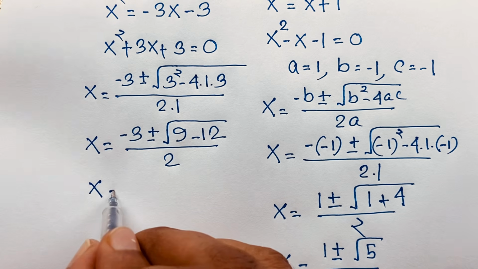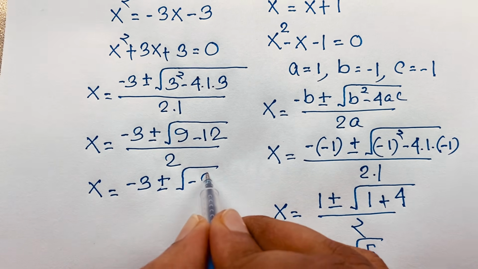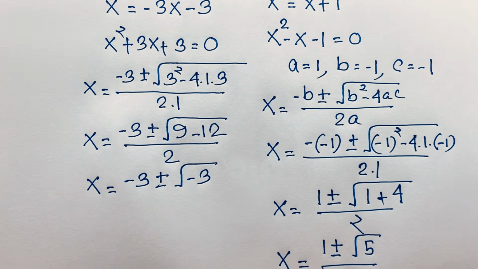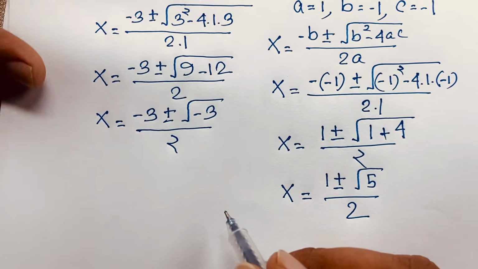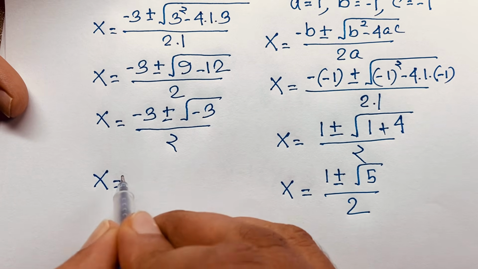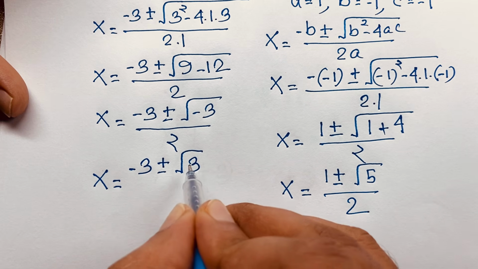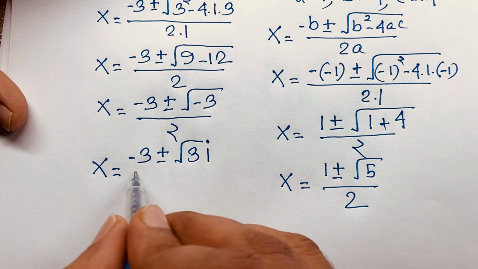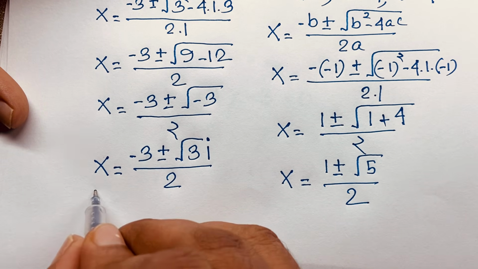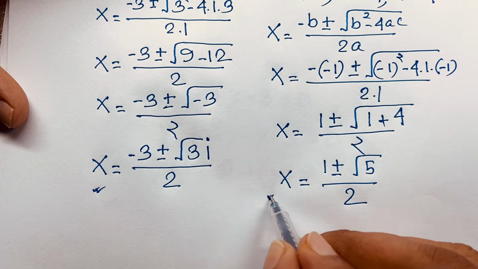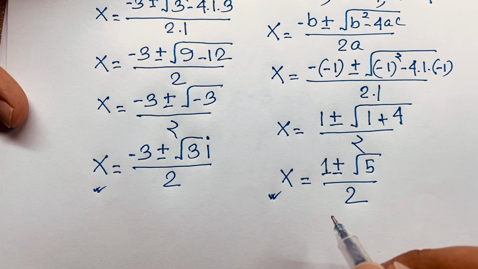Then here x is equal to minus 3 plus minus square root of minus 3, 9 minus 12 is minus 3, over 2. Now you can say x is equal to minus 3 plus minus square root of negative 3, it will be square root 3i, it is a complex number, over 2. So we find here are 4 solutions, this is our 2 solutions, and this is our real solution, 2 solutions. So this is our final answer in this German Maths Olympiad question.